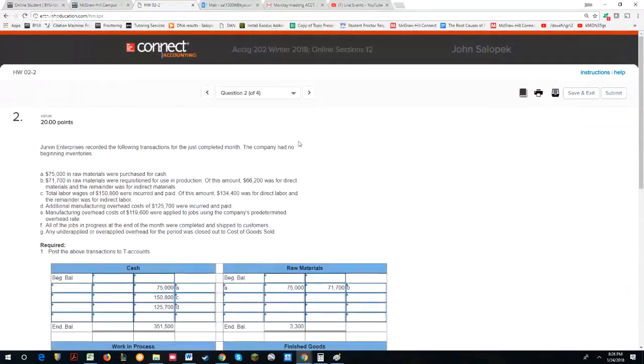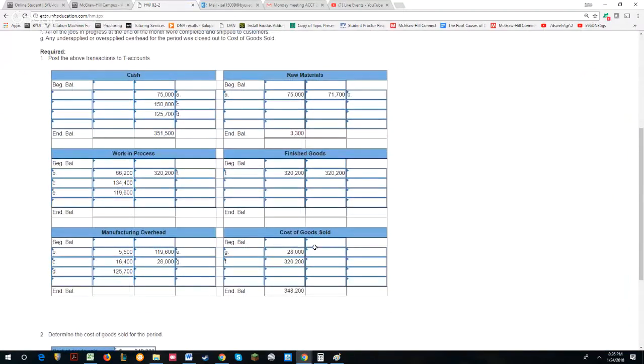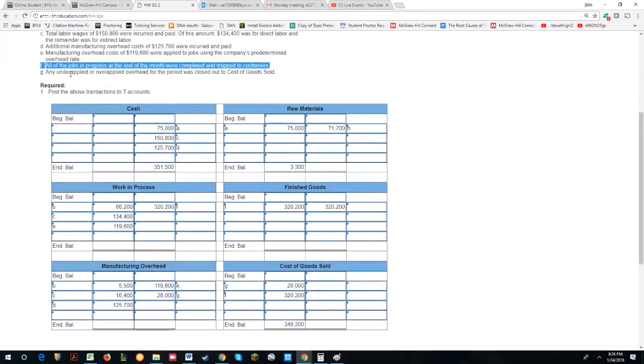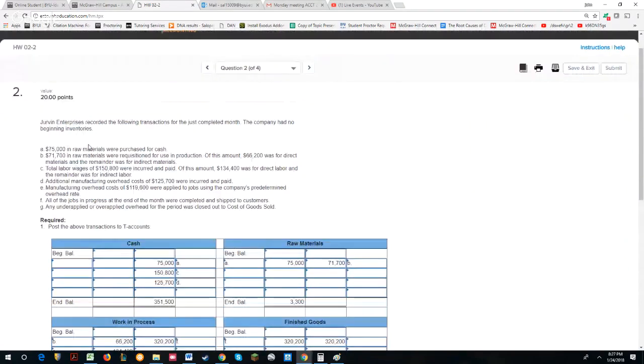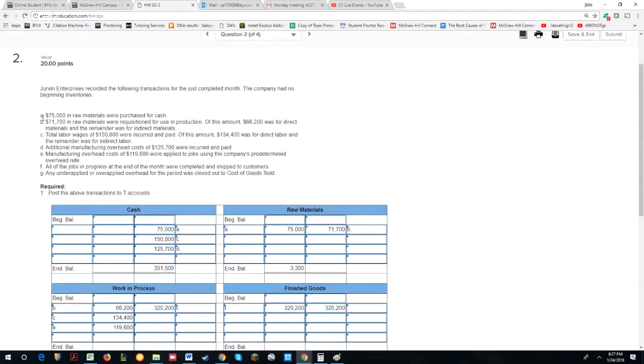For 2, I think I got a couple of these wrong here. I couldn't figure out, and I might have it right now. I couldn't figure out if I did G right. But any underapplied or overapplied overhead for the period was closed out to cost of goods sold. Yeah, that closing out thing, that's confusing stuff. I guess let's just walk through it.